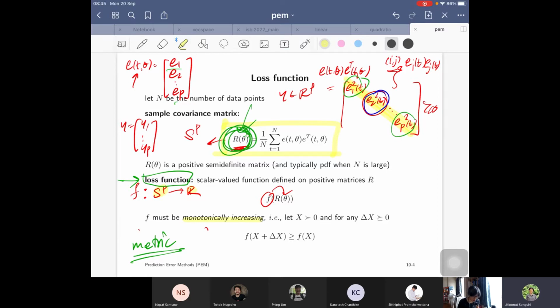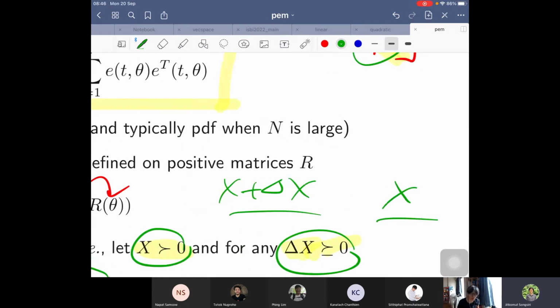So what do we mean by monotonically increasing? It means that you have a matrix X that is positive definite, and you have a perturbation delta X that is non-negative. When you perturb X by delta X, it would yield a loss function value that is always bigger than f(X). Does it make sense? From these two matrices, X plus delta X and X, can you compare them in a matrix sense?